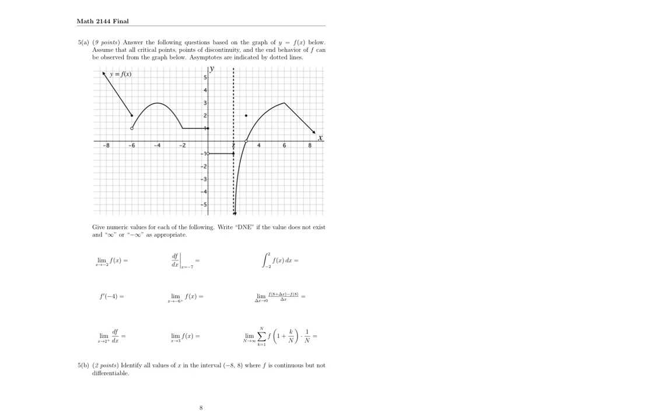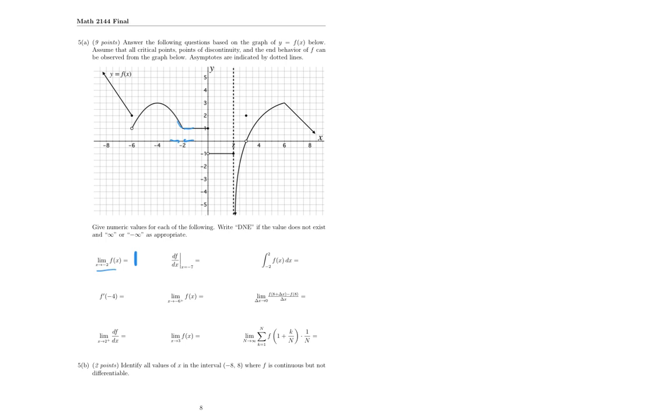Okay, for this one, there's a lot going on here, so let's just take it one thing at a time. The first says the limit as x goes to -2 of f of x. So as I come in from the left and the right to -2, my y values are both approaching 1. So the answer here is 1.